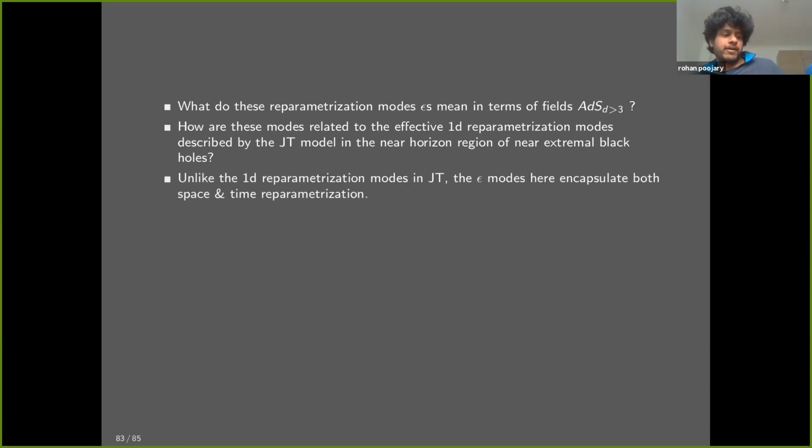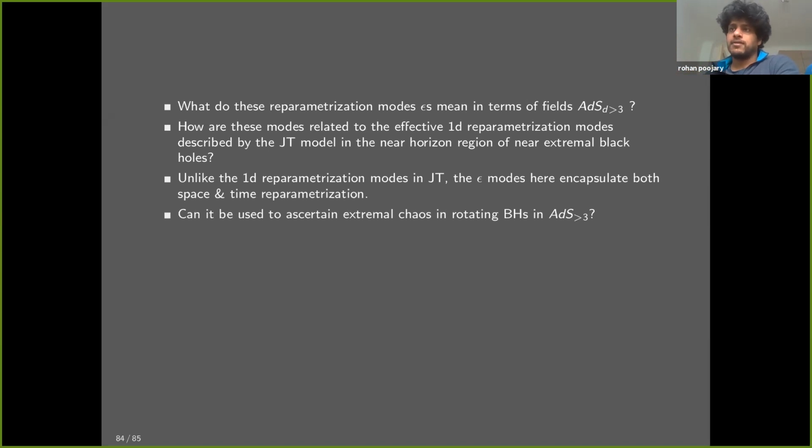Now, unlike the 1D reparametrization of the JT gravity picture, these modes depend on both space and time. That is a very interesting fact. You don't have to dimensionally reduce, so they give you a much fuller picture of space-time, without reducing to an effective theory of anything. What that probably allows is explaining the existence of extremal chaos in black holes in AdS greater than 3 dimensions, because that requires you to keep track of what happens in the other coordinates, not just time and the radial coordinate.